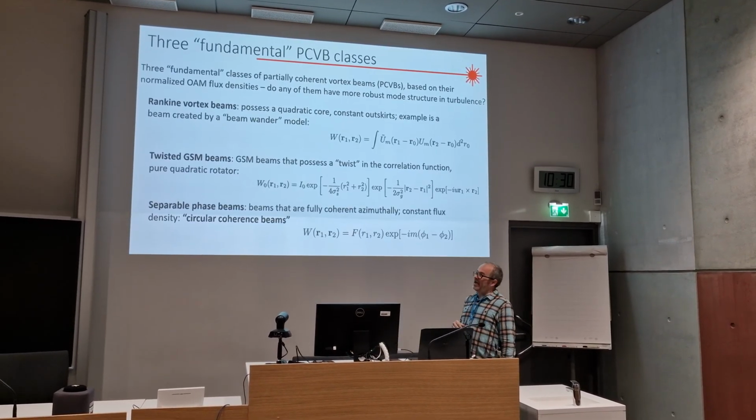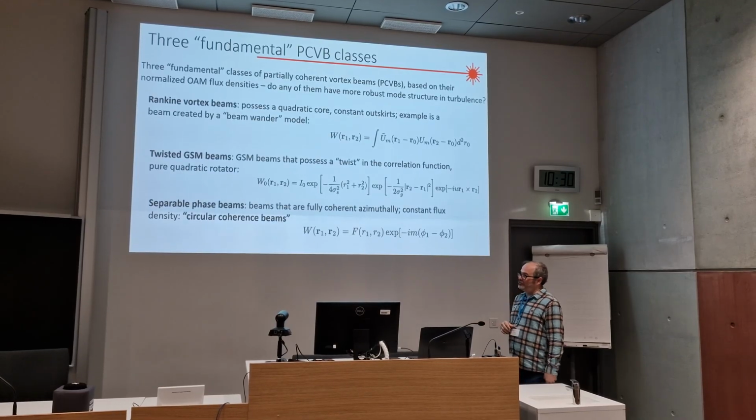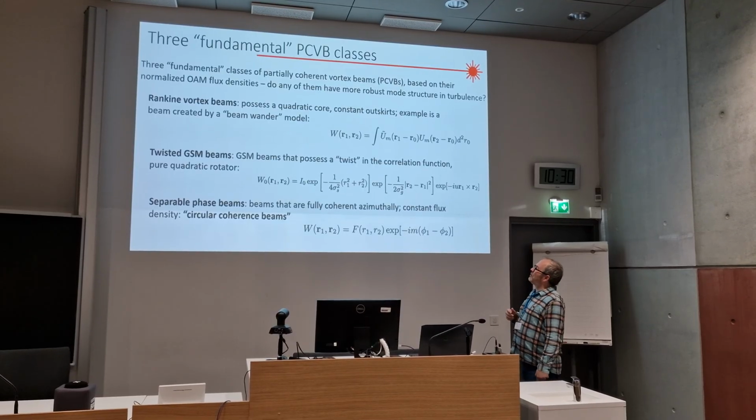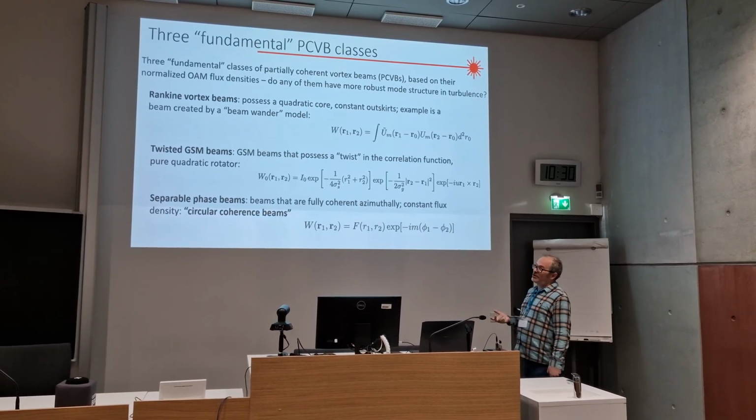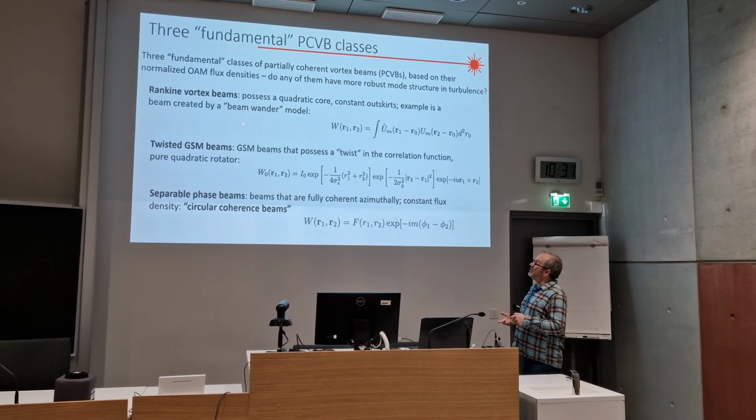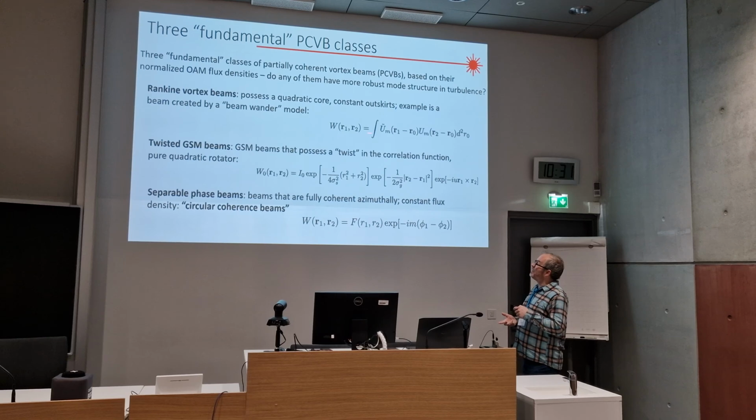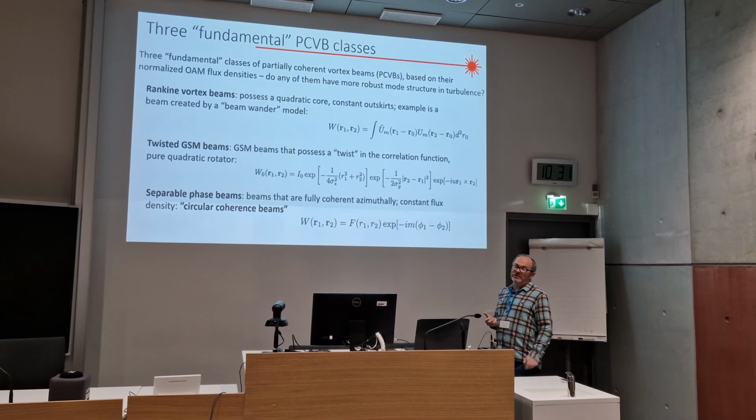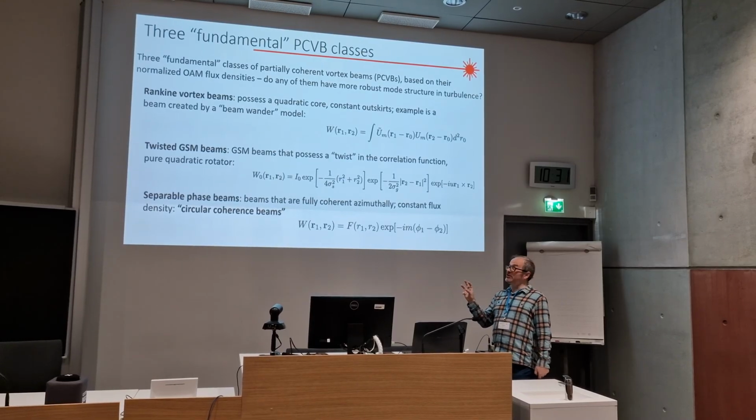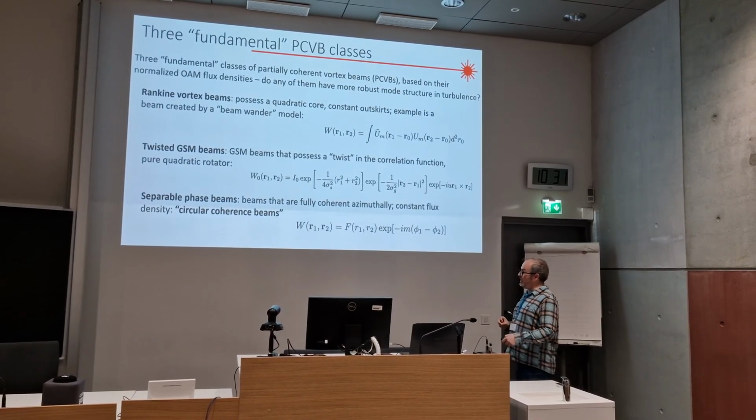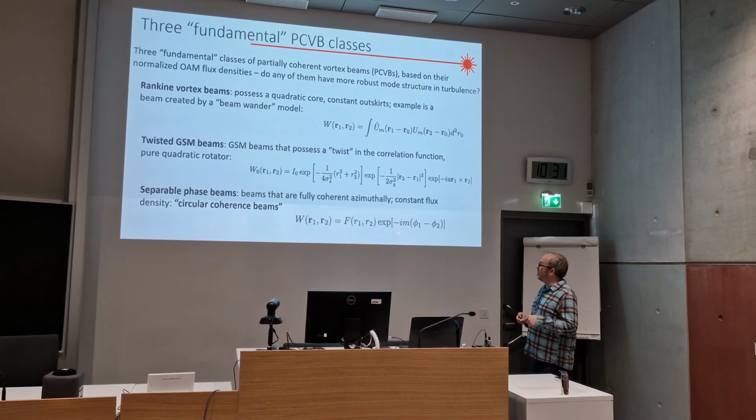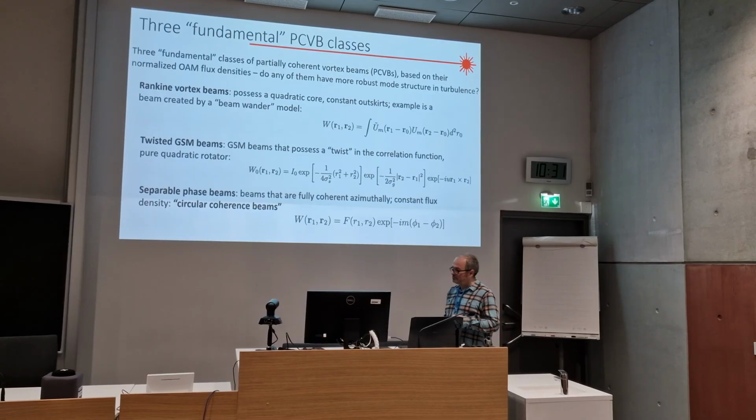As a complement to that, I'd like to mention another approach we've been doing and got published recently. I've talked for a number of years that you can break down partially coherent vortex beams into three classes. One are these Rankine or beam wander vortex beams. There's also the classic twisted Gaussian Schell-model beams, which have a twist in the correlation function, in essence. And these circular coherence beams, also called separable phase beams, that we started looking at.